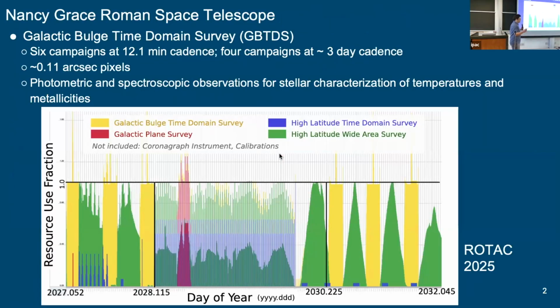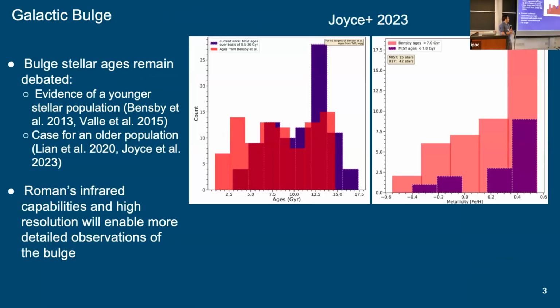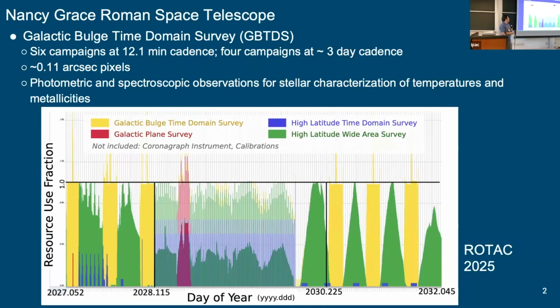But yeah, as many of you know here, the Galactic Bulge time domain survey is going to have that 12-minute cadence. There will also be 4 seasons during the off-season with 3-day cadences as well. They also have the 0.11 arcsec pixels for photometric and spectroscopic observations of stellar characterizations and temperatures.